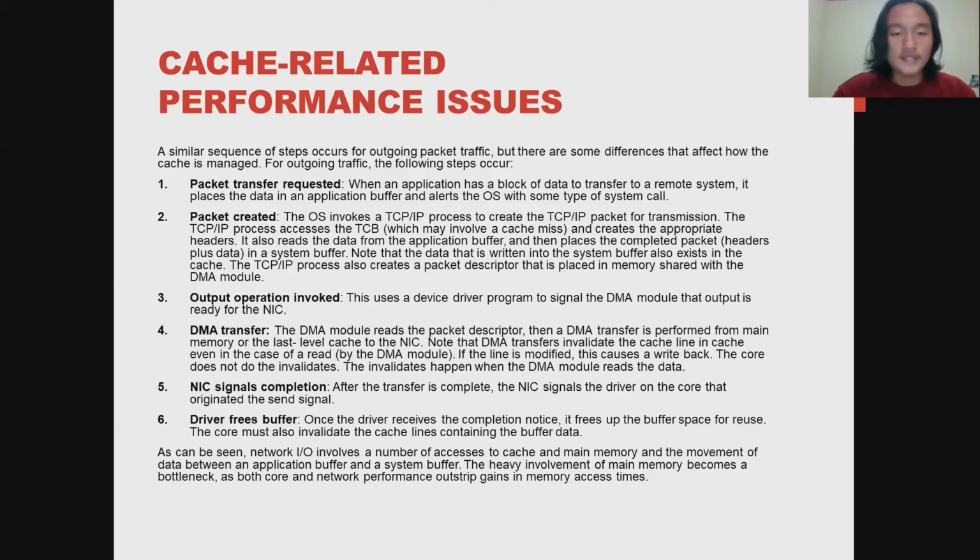Packet created. The OS invokes a TCP/IP process to create a TCP/IP packet for transmission. The TCP/IP process accesses the TCB, which may involve a cache miss, and then creates the appropriate headers. It also reads the data from the application buffer, and then places the complete packet, headers plus data, in a system buffer. Note that the data that is written into the system buffer also exists in the cache. The TCP/IP process also creates a packet descriptor that is placed in memory shared with the DMA module.